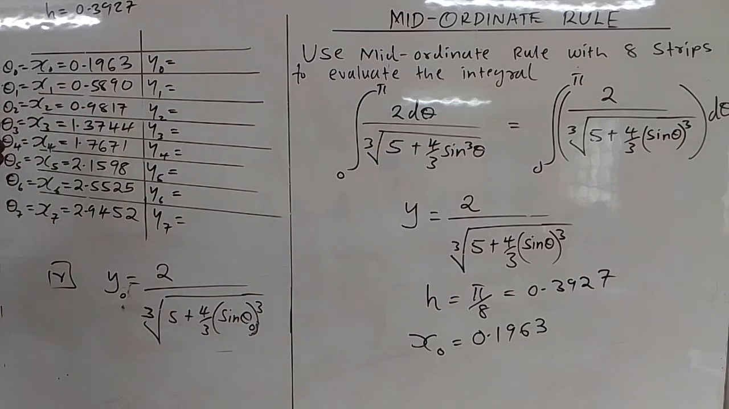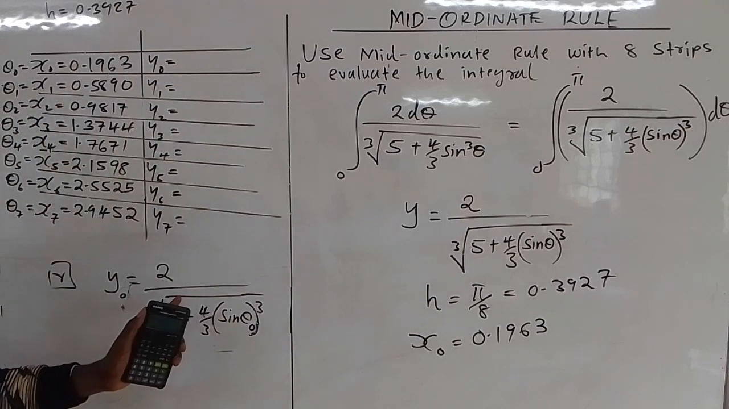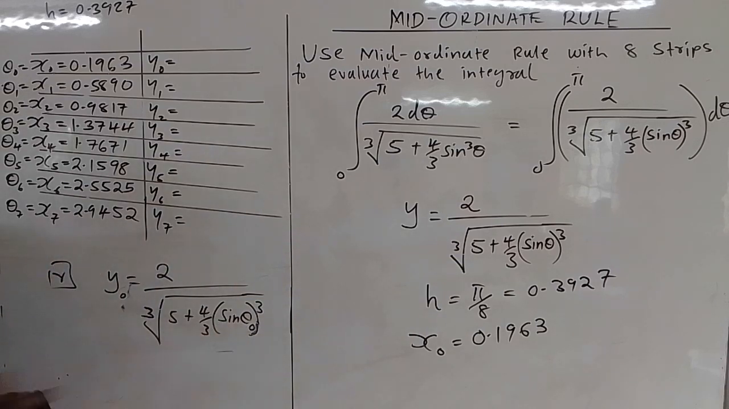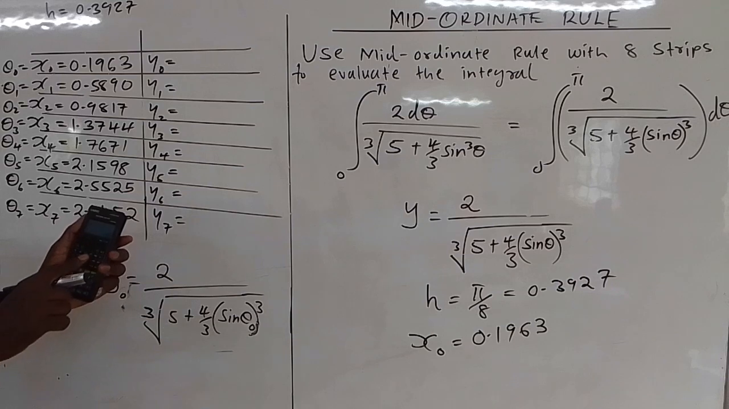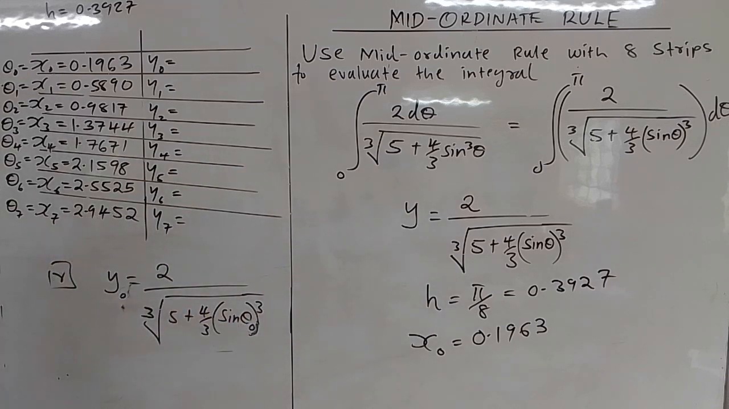Sine 0.1963. Are we together? You find the answer to be 0.1950, meaning you found sine theta naught, isn't it? Then you cube it, because it is raised to power 3. When you cube it, it equals what? The calculator gives you 0.0074, isn't it?